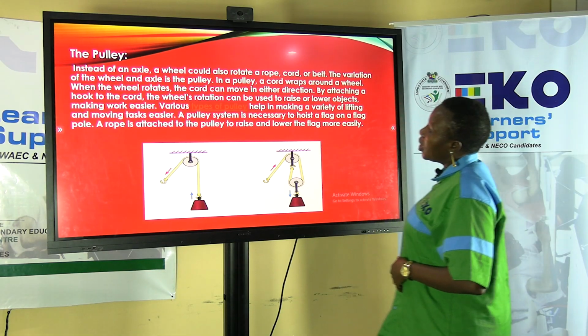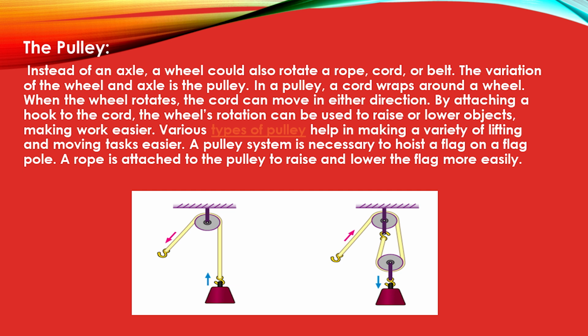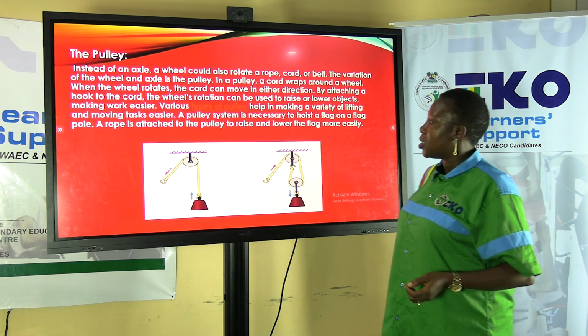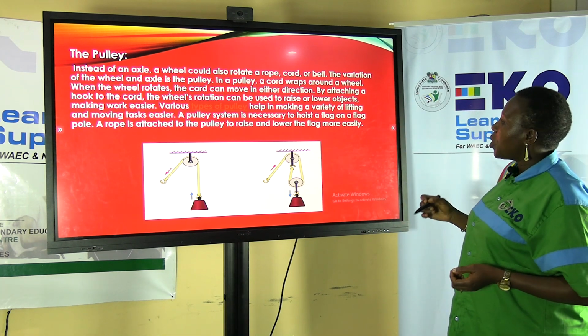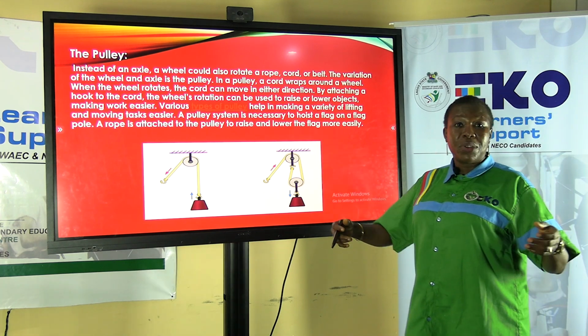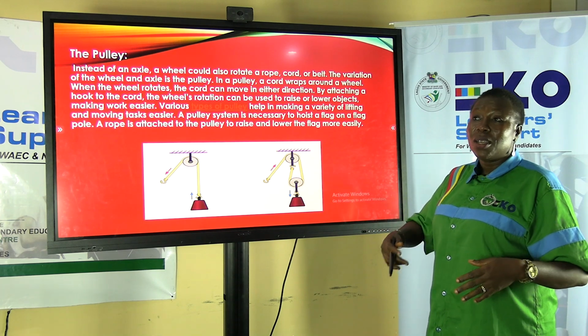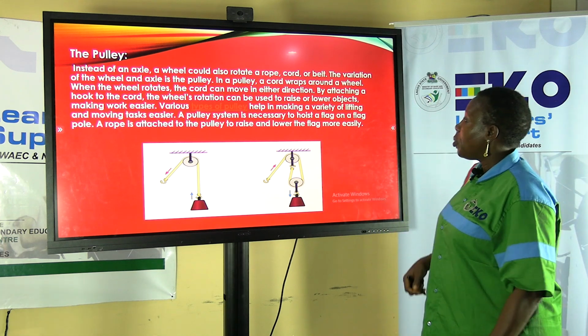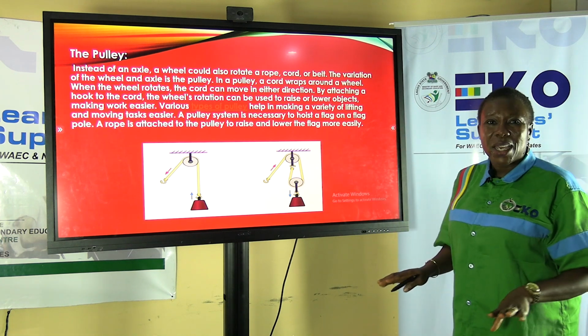The pulley. Instead of an axle, a wheel could also rotate a rope, cord, or belt. The variation of the wheel and axle is the pulley. In a pulley, a cord wraps around a wheel. When the wheel rotates, which is what we have here, and the cord is wrapped around it, the wheel's rotation can be used to raise or lower objects. We see it when they are building bridges or story buildings, and it is used to either raise or lower objects, making the work easier.